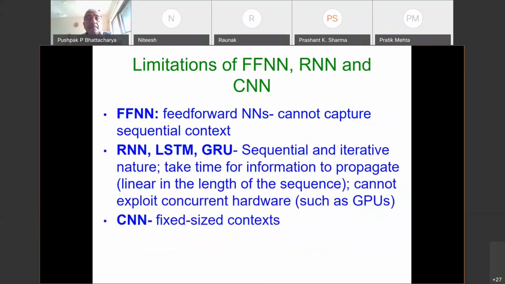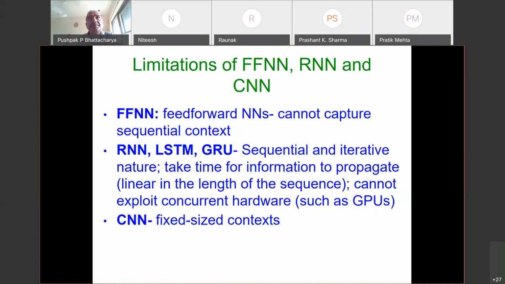Now, the limitations of feed-forward neural networks, recurrent neural networks, and convolutional neural networks are also known. Feed-forward neural networks and convolutional neural networks are fixed input techniques. They cannot capture the sequential context. And RNN, LSTM, and GRU suffer from pure sequentiality of processing, and therefore they cannot take advantage of parallel processing. Moreover, they also suffer from the problem of not being able to capture long distance dependency.